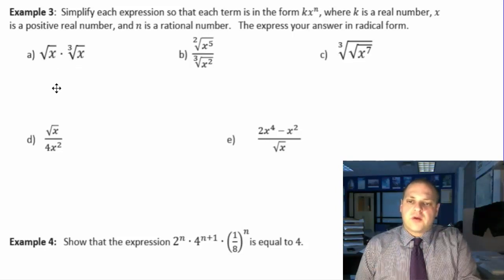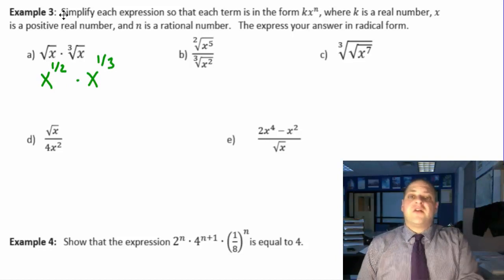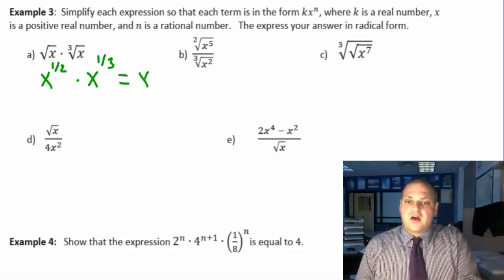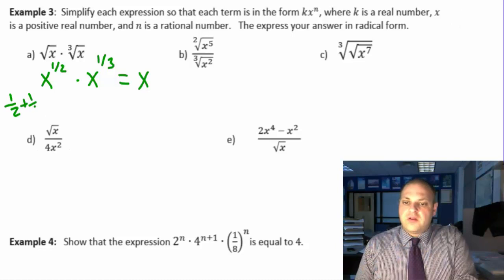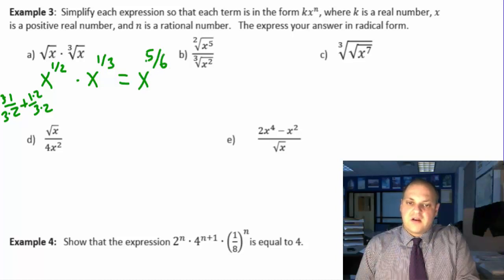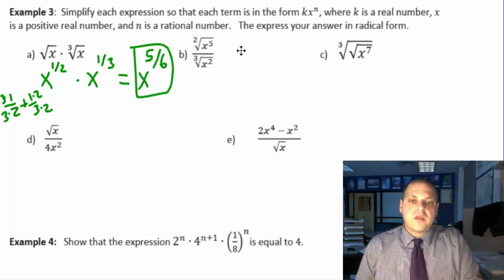What we're going to do here is write this as x to the 1/2, and we're going to write this as x to the 1/3. And now we're going to do what we just did in the other examples. X to the, well, add them. 1/2 plus 1/3. We'll just do that on the side. Common denominator. That's going to be 5/6. So it's going to be x to the 5/6. All right, with our common denominator there.